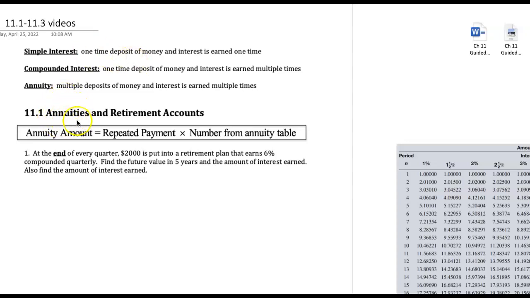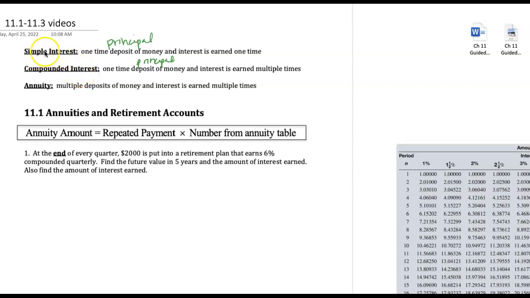Before we start to calculate some annuities and retirement accounts, let's talk about a few different savings accounts. We've calculated simple interest savings accounts where we had a one-time deposit of money and interest was earned one time. This one-time deposit of money was called the principal. And we also used that principal for a one-time lump sum deposit of money when we calculated compounded interest.